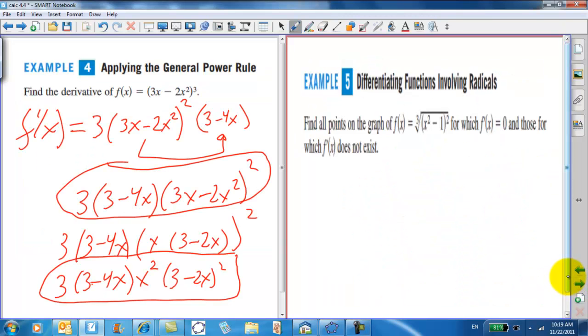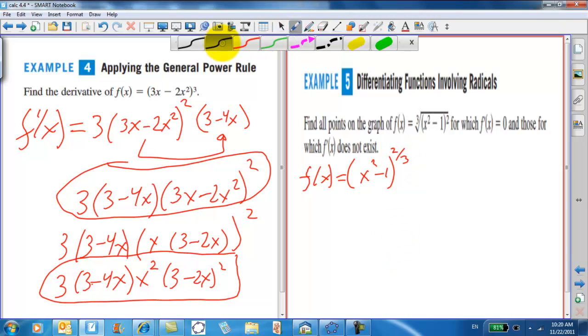Okay, what happens when we have radicals? Find all the points in the graph of the cube root of (x squared minus 1) squared for which f prime of x equals 0, and those for which the derivative does not exist. Well, what we might want to do is first take the time to rewrite the function as (x squared minus 1) to the 2/3 power. That can really simplify things.